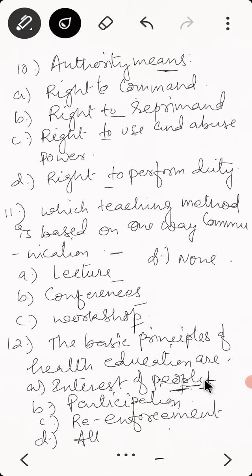Because if there is no interest, then people will not gather, people will not listen to you and your talks. So we need to take care of the interest of the people. Then participation, whether there will be participation among the people and with the healthcare provider, the health talk provider, how much participation there is with them, that also we need to see. And the reinforcement, it means all three things are the basic principles of health education. So the right answer for this question is all.